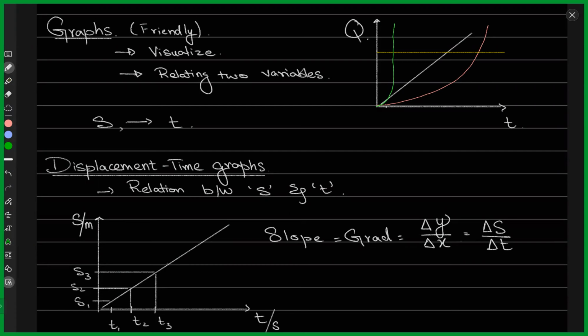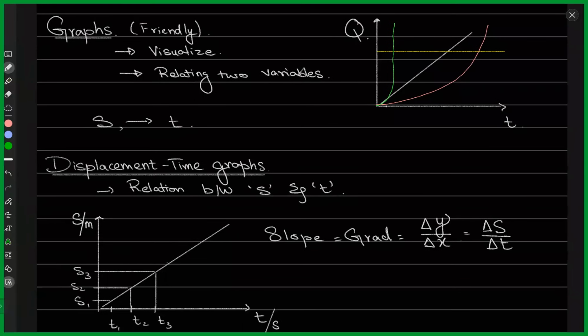All right. So we'll just quickly revise. Graphs give you a visual representation, a visual picture of what is going to happen or what is happening in a physical situation. So that's why I said that these things are really friendly for us. They make our lives easier.